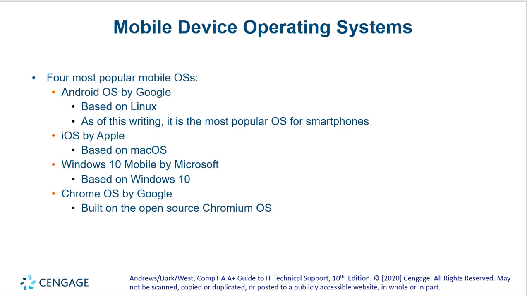The most popular OSs for mobile devices are Android, iOS, Windows 10 Mobile, Chrome, and Chrome OS. Generally, when you're talking smartphone and when I poll the class, it's Android versus iOS. And most of the time, Android is the most popular, especially in the networking world. But it really is almost 50-50.